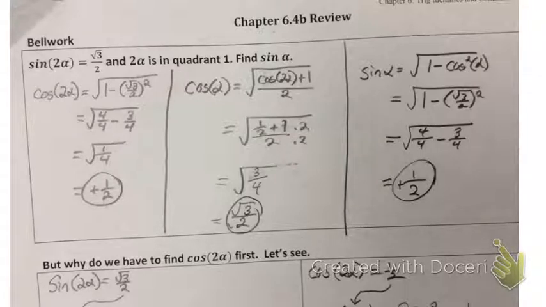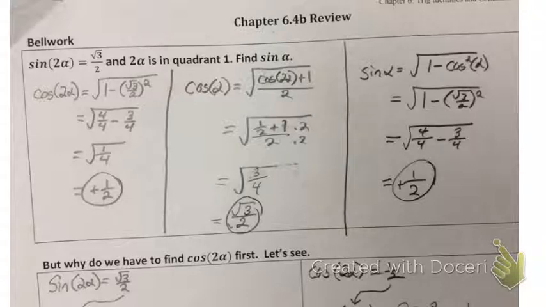Then I just plug it into sine equals square root of 1 minus cosine squared. Reduce that, it turns into a positive 1/2. I do know it's a positive 1/2 because it says that 2 alpha is in quadrant 1.